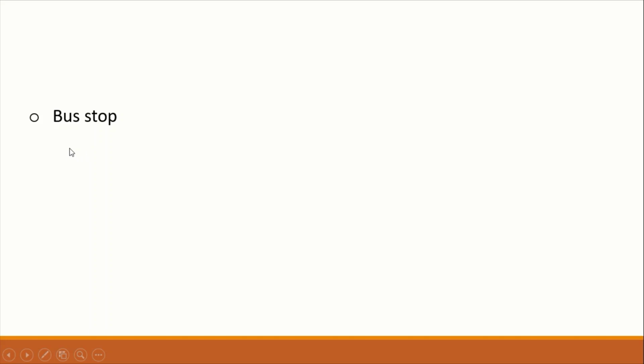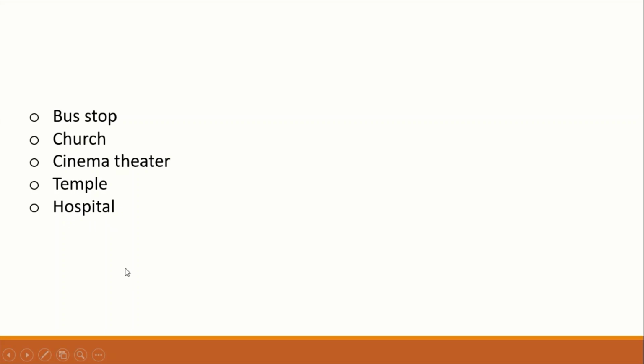Bus stop, church, cinema theater, temple, hospital, and school. These are public places. Imagine that these places are located in different areas. Now let's know the usage of the preposition at.